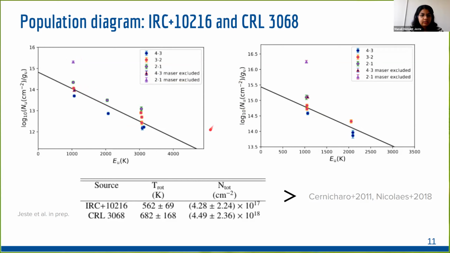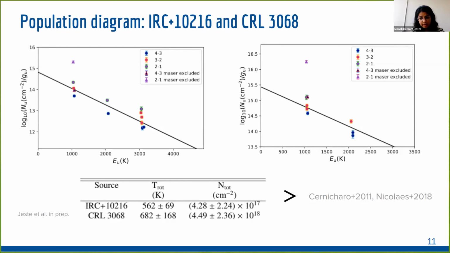So what we get is an excitation temperature of more than 500 K for IRC +10216 and more than 600 K for CRL 3068, which is more than what is in the literature by Cernicharo 2011 and Nicholas 2018. This could be because these lines arise from hotter parts of the envelope, tracing the innermost part of the envelope, and that is why we are getting a higher excitation temperature.